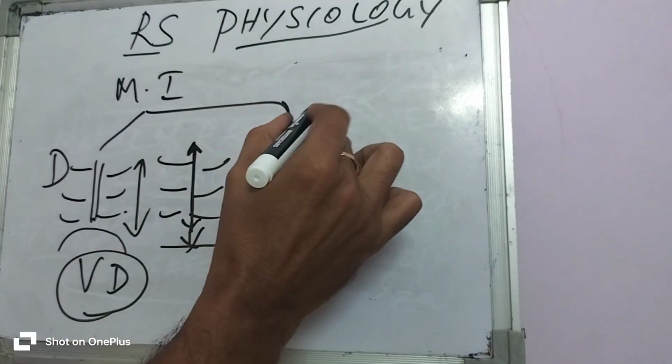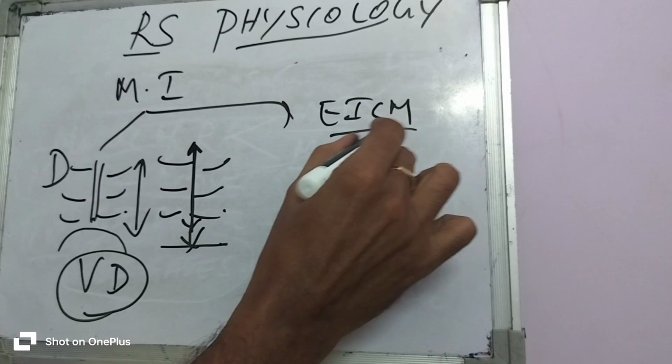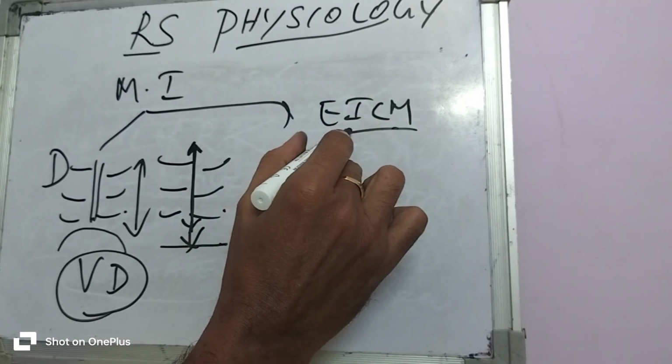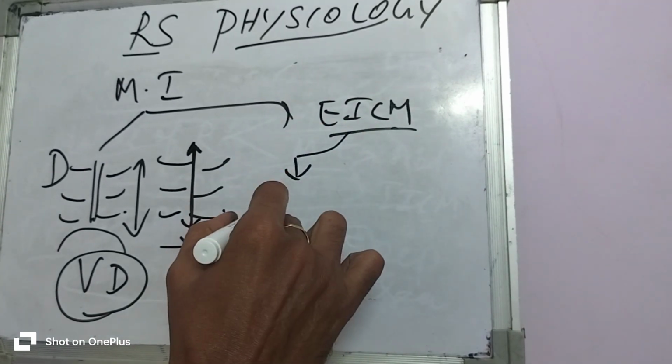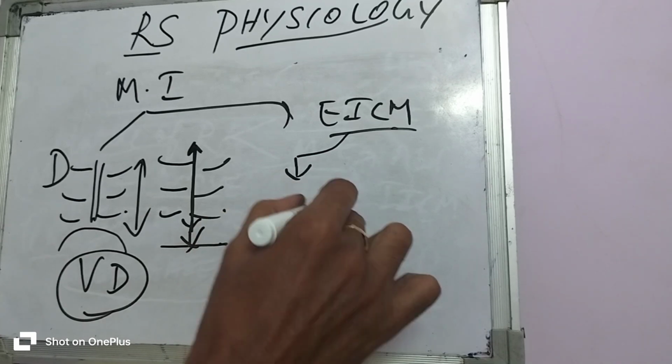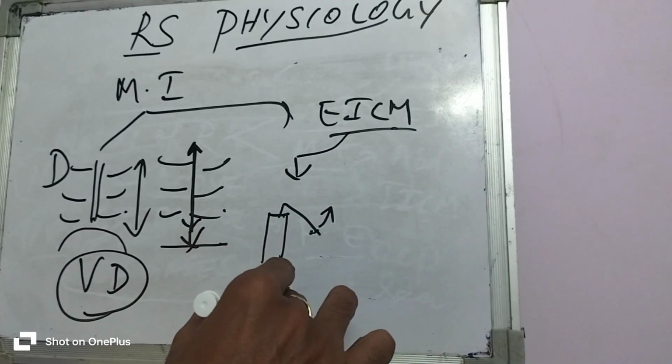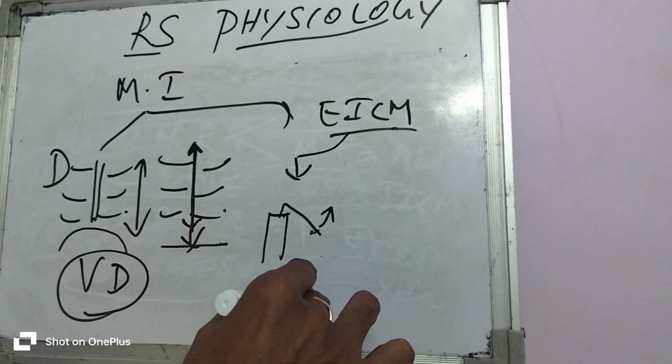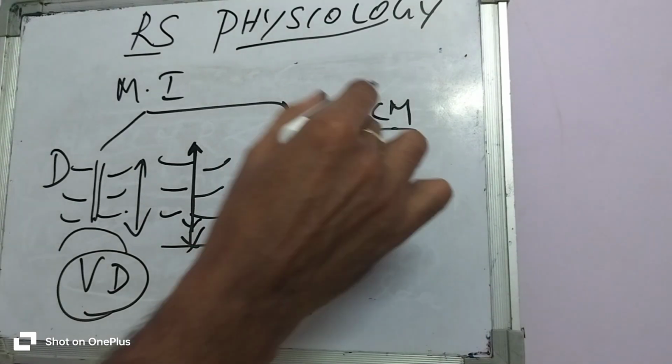And the other muscle is the external intercostal muscle, and this external intercostal muscle produces two types of movement. One is the pump handle movement, like the handle which moves up. We have the ribs and we have the sternum, so the sternum will move up. This is due to the contraction of the external intercostal muscles.